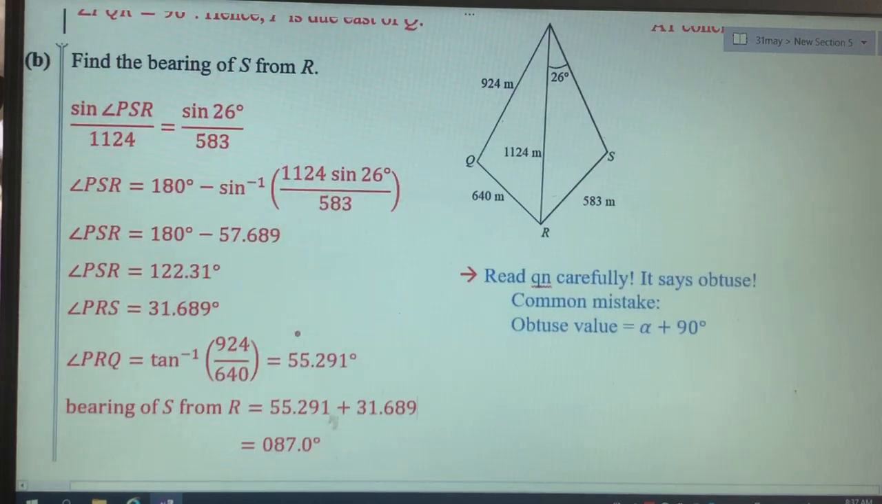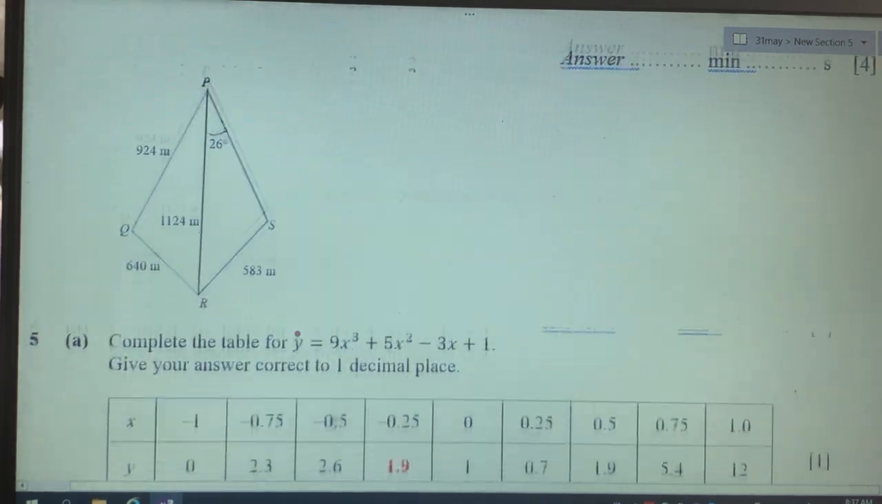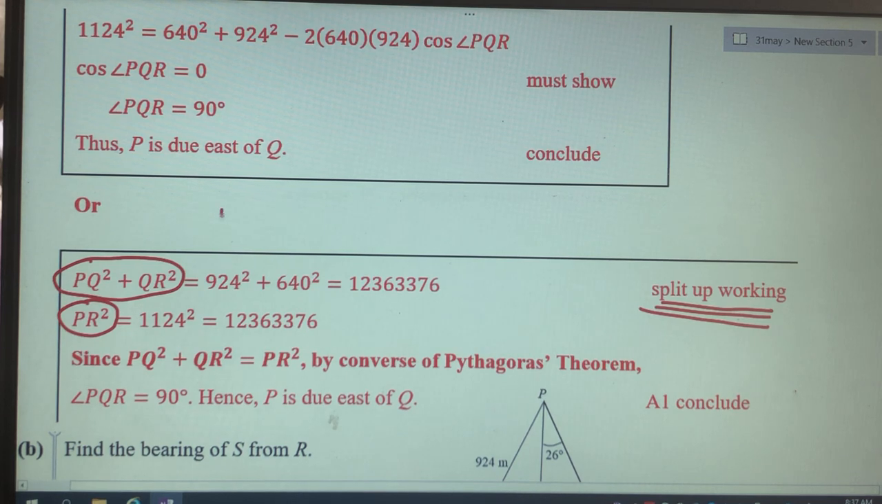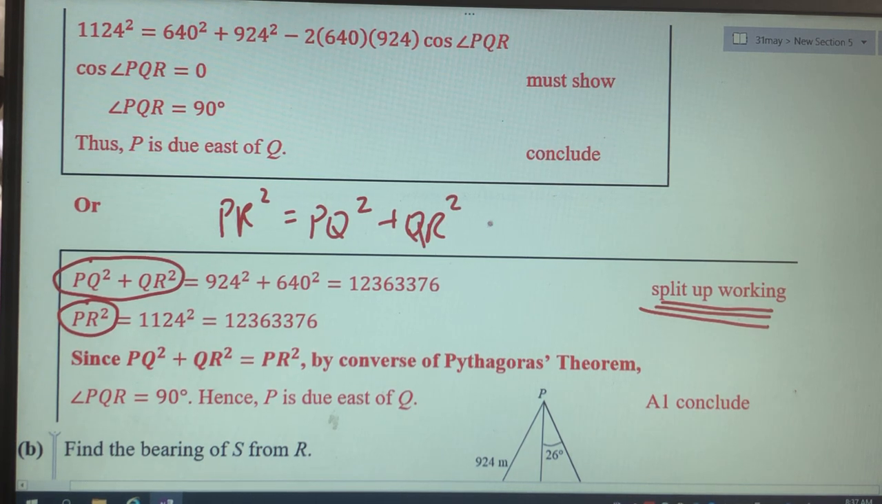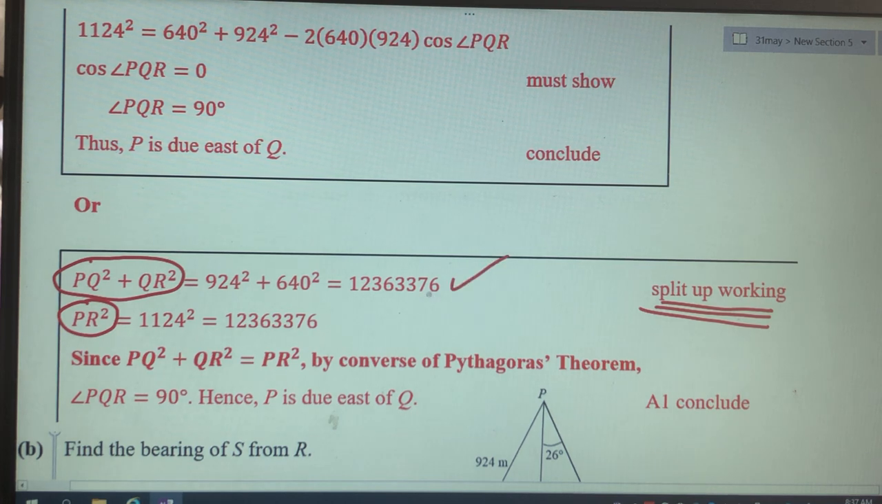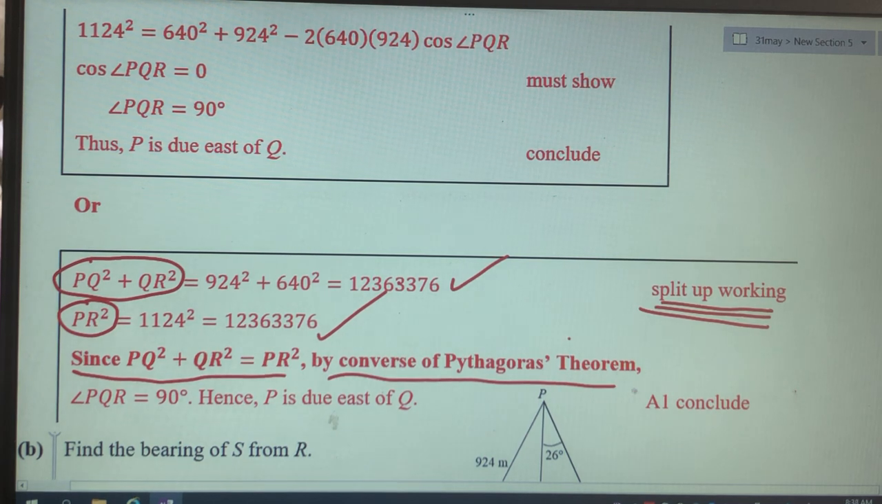You cannot straight away say PR square equals PQ square plus QR square. Remember your Sec 2 teachers told you this is wrong, because you cannot assume right from the start Pythagoras theorem. You need to show them individually. That's what we mean by split up working. This value is exactly equal to this value. Then you say since this one by converse, this statement must be here, then you must conclude this. You must say this, then you get the marks. Alright, that is one method using Pythagoras theorem.